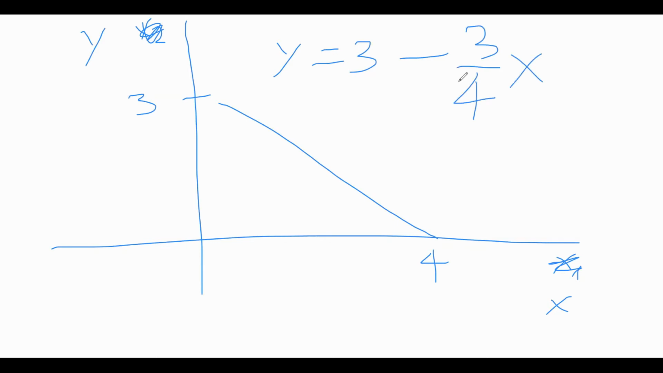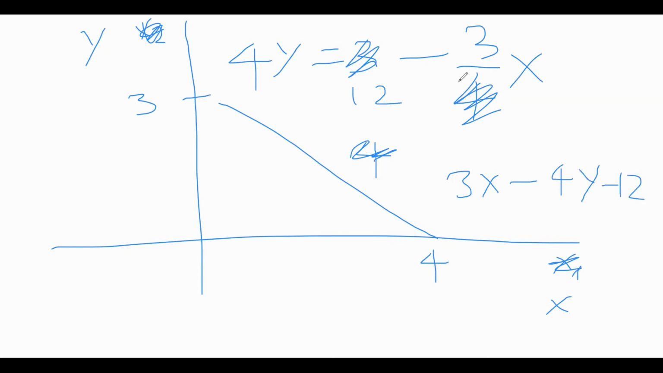Okay. So let's move things around a little bit. Let's move over here. And so I'm gonna say 3x minus 4y minus 12 equal to 0. Can I do that? Okay. So let's clean things up a little bit.